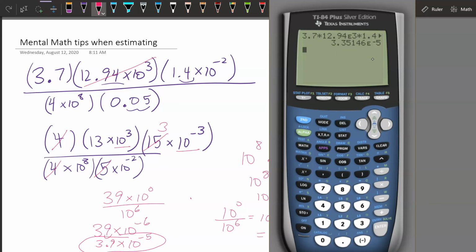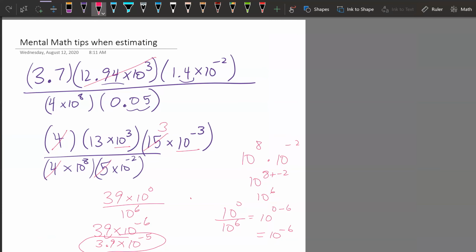So get into the habit when you're doing these estimates, or even when you really want to calculate anything, of thinking about the powers of 10 separately from the rest, and thinking about the numbers in front of the powers of 10 separately from the rest. So split it up into those two things, and then round in a way that makes the calculations easier to do.